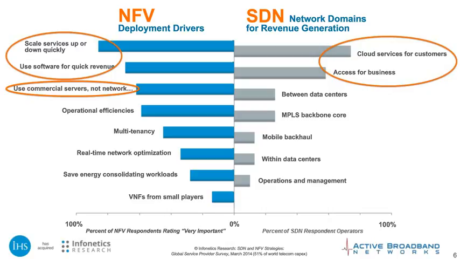The secondary driver for NFV is using commercial servers rather than network equipment. The definition of NFV is where you virtualize a network function that has been running in special purpose, specially built hardware, like a firewall, and move it to a software-only version that runs on servers. The third driver is operational efficiency. The whole point of SDN and NFV, the whole drive by carriers, is to get to a much more automated, programmable network, and that means operational efficiency achieves it.